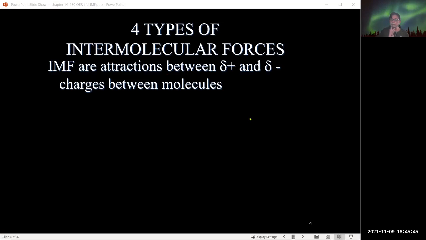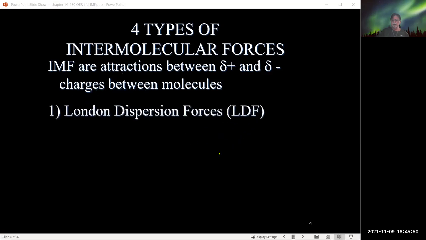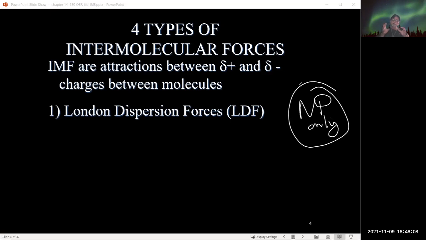Okay, there are 4 types of intermolecular forces. The very first type is what we call the London dispersion forces. This only occurs for molecules that are non-polar. Once you take a molecule and determine that it is non-polar, then automatically the only intermolecular force it has is the London dispersion forces, LDF. They are the weakest forces that are there.